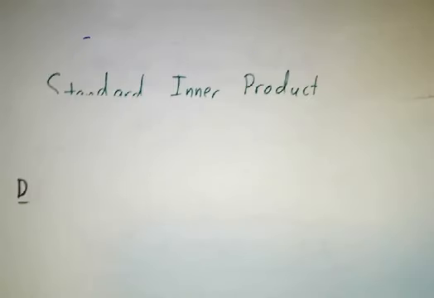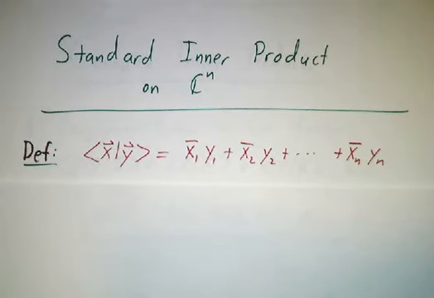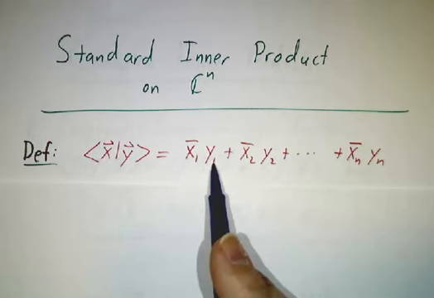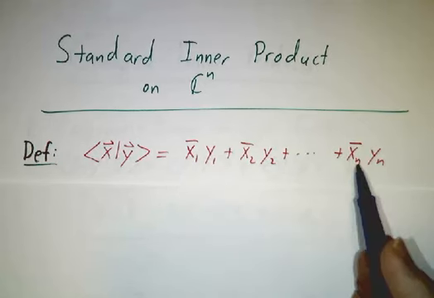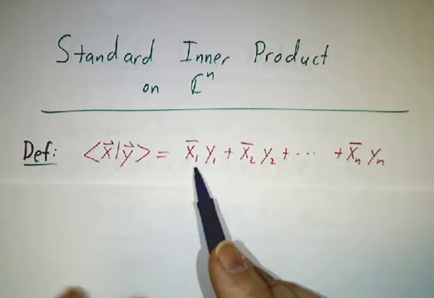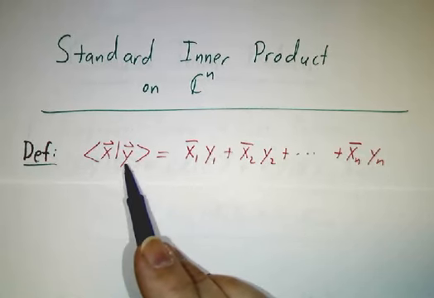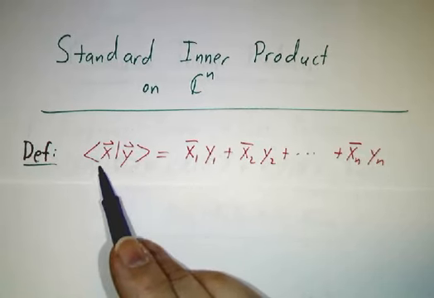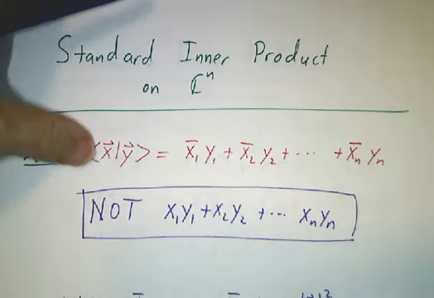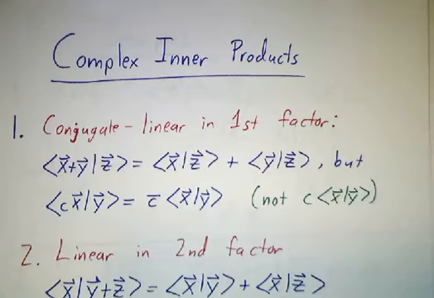So the standard inner product on Cn, we defined it to be just you take all the entries over here and you multiply x1 bar times y1 plus x2 bar times y2, up to xn bar times yn. It's like the regular dot product in Rn, except that you conjugate all of the entries of x. You leave the entries of y alone, you conjugate the entries of x.